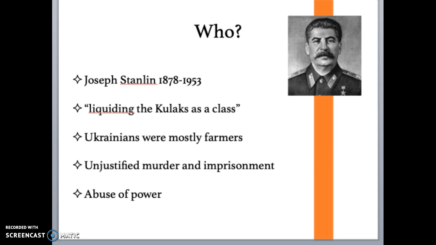All in all, he is known for being one of the cruelest leaders of all time. His mission in Ukraine was to liquidate kulaks as a class, and the truth is that he is ultimately responsible for all the unjustified murders and imprisonment of the innocent people of Ukraine during that time period. He had lots of power, and he abused his power.